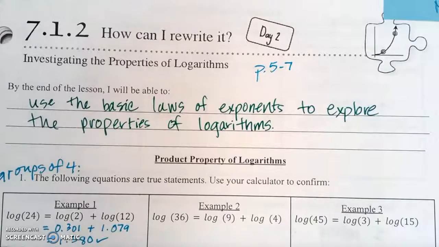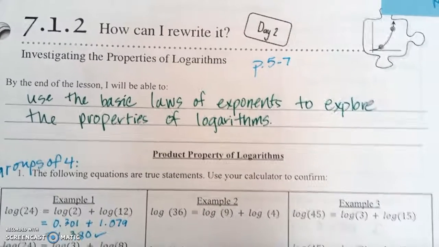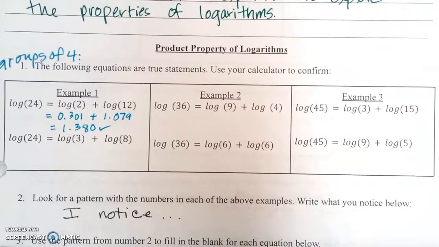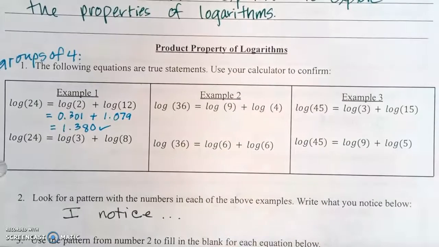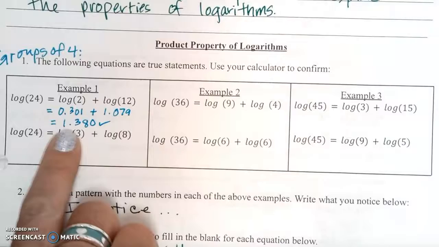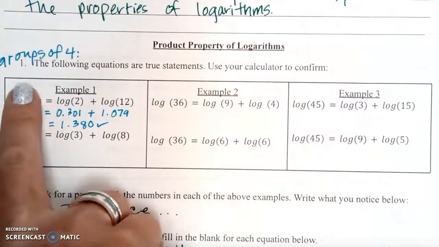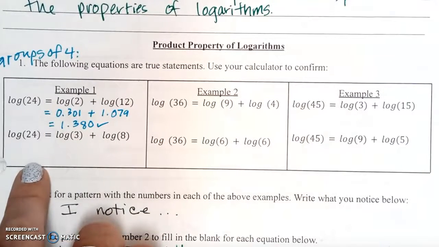And it's been a long break, so if you forgot the one we did before, after the lesson, you can go back and look at what we did on day 1. So the first property we're going to talk about today is called the product property. And I'm going to do the first one with you, and then when we're done, you're going to go back and fill in the rest in your groups of 4.